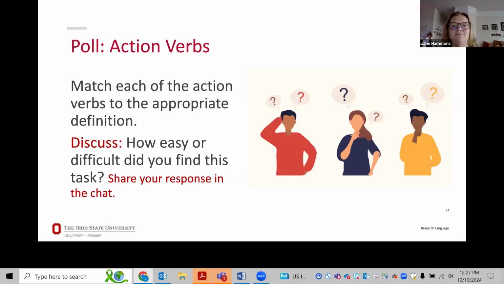Hopefully folks are seeing the poll. If you're not, please do let me know. So I'm not seeing any comments that folks are not seeing the poll. And I know this one will take a little bit more time. Oh my gosh, we're already halfway through.